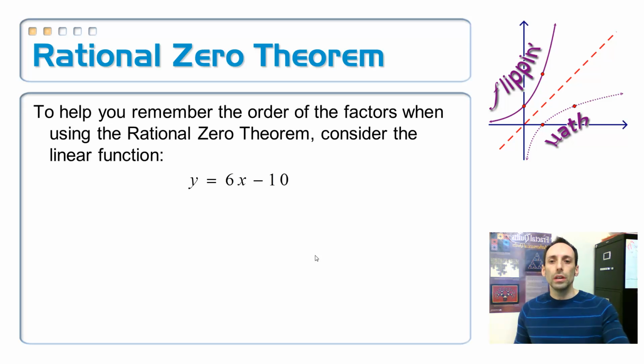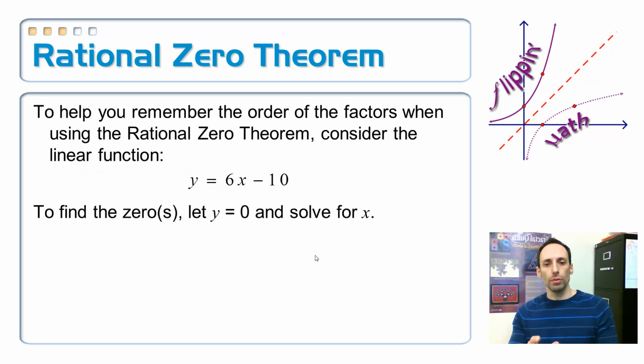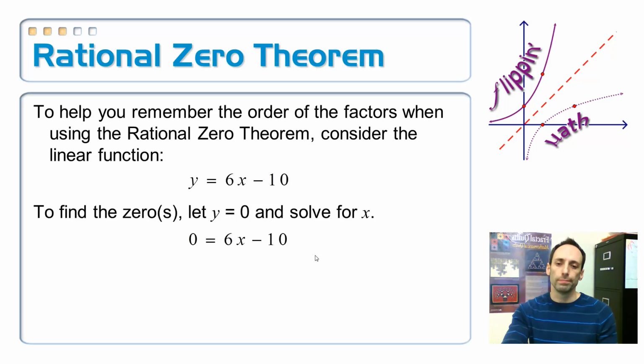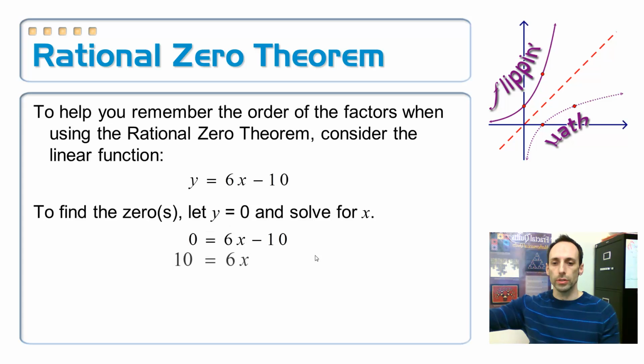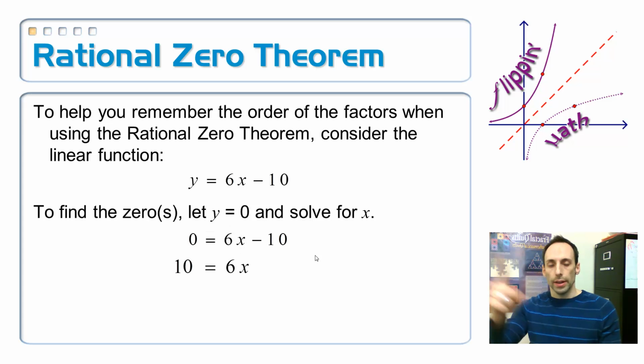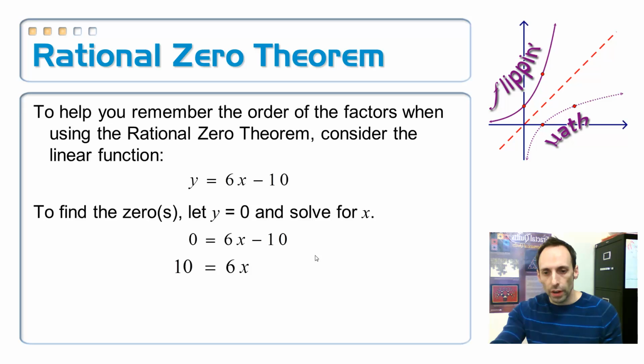So let me put it in a way that will help you remember this. Let's look at a very, very simple function. It's a linear function, y equals 6x minus 10. So let's say we wanted to find the zeros, so we let y equals 0. What's the next thing I would do to solve that equation? I would add the 10 over. So let's do it. Add the 10 over. Now I would divide by the 6 and then reduce it.